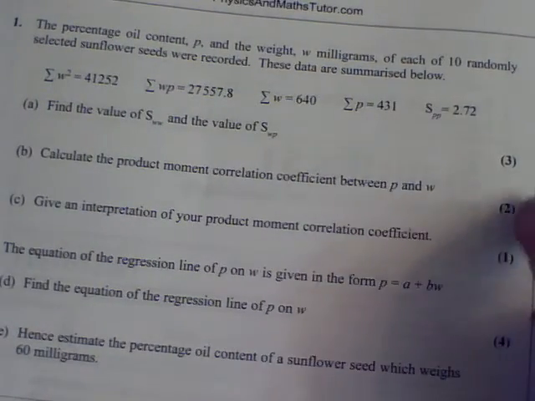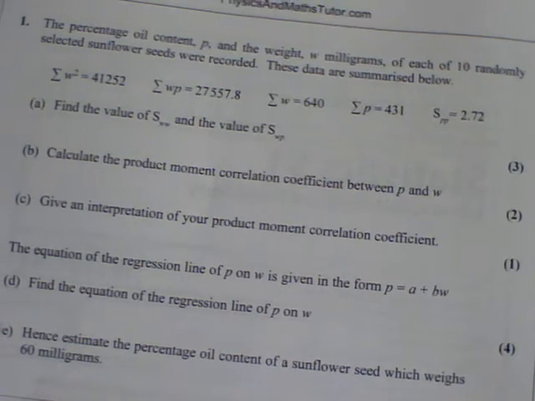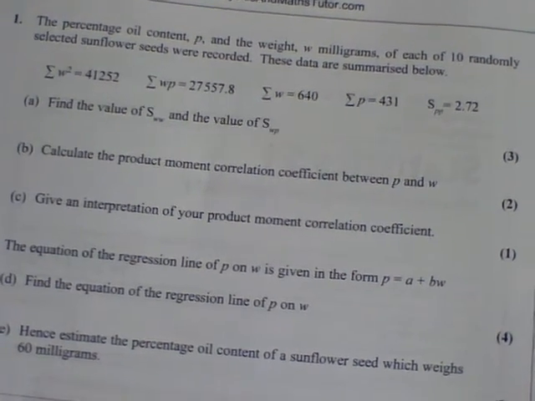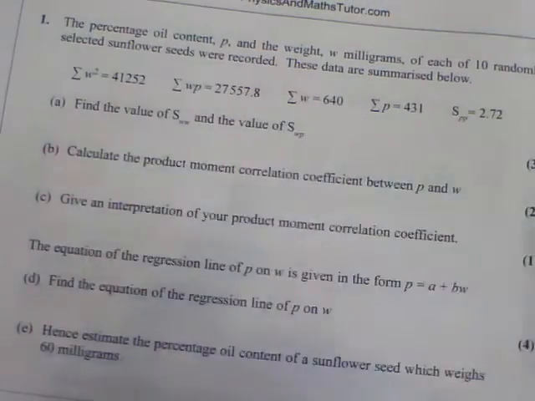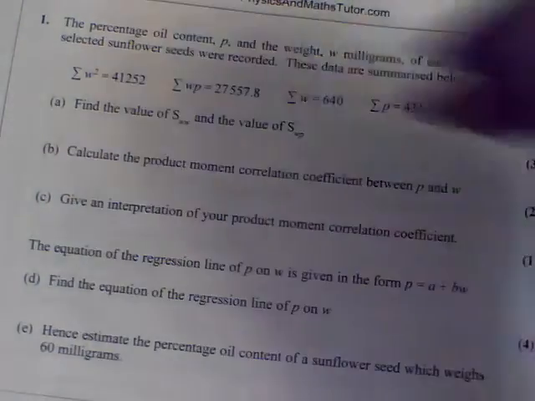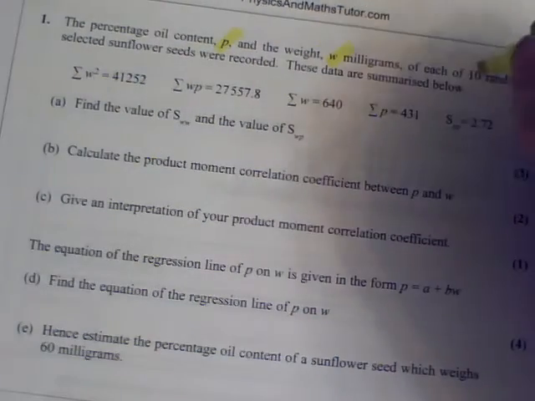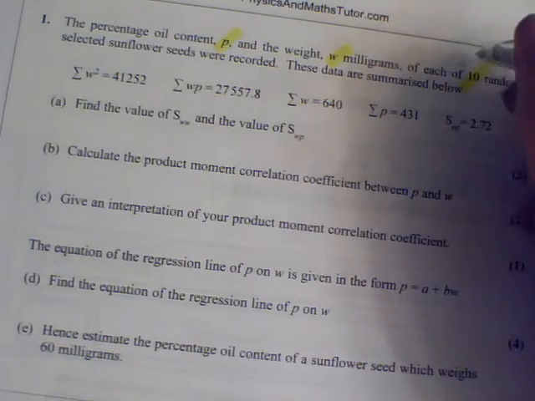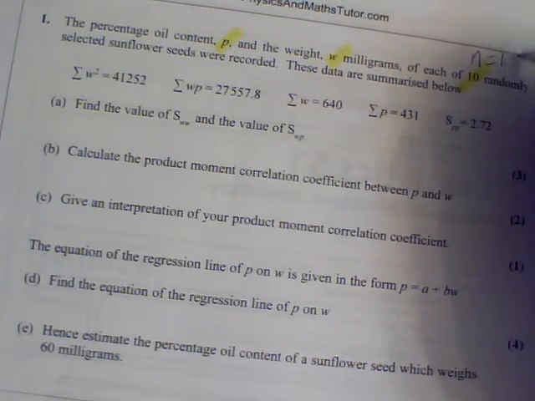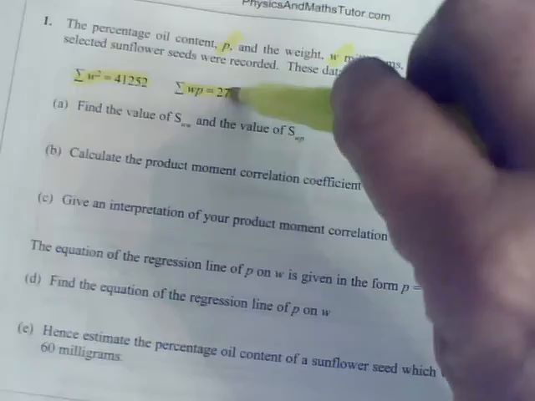Quite a lot of marks: 3, 5, 6, 10, 12 marks. That's pretty good, and it's probably going to be an easy 12 marks. So let's have a little look at this. Percentage oil content, which is P, and the weight, which is W. And 10 is the number of seeds, so we know that n equals 10. And here we have all the data that they've already collected for us.